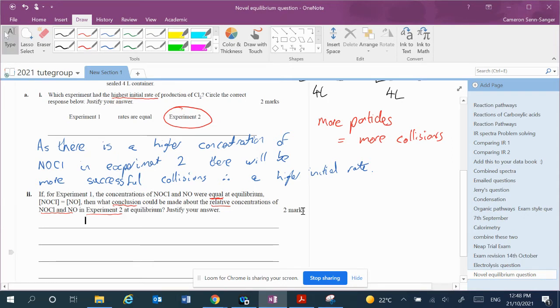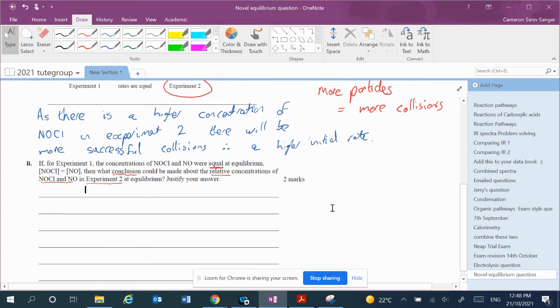We can get in and draw an equilibrium graph of the initial situation. So let's think about experiment number 1. We're going to draw ourselves a time versus concentration graph. So time's down here, concentration is over here. So let's think about what's injected in.